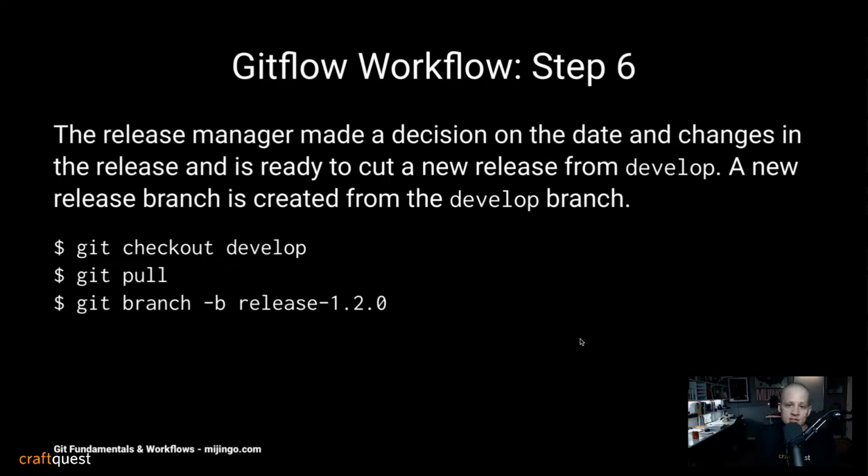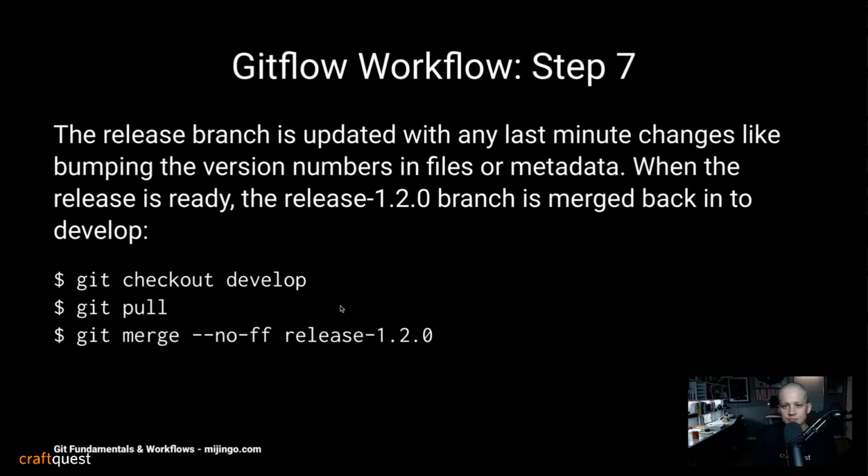So the release manager, whoever is in charge of making the decision on when a deployment will happen, they go ahead and they start a new release. So we git checkout develop, we pull from origin to get the latest, and then we create a new branch and check it out, and we call it, let's just say, release 1.2.0. And then the release branch is updated with any last minute changes, bumping version numbers, and so forth. And then we're ready to merge it into master to actually do the release.